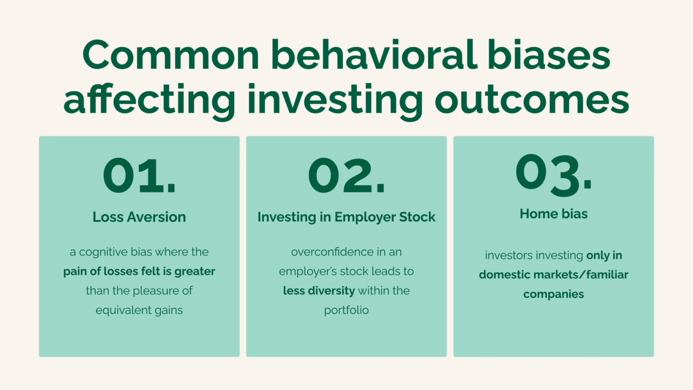The third one is home bias. This is where investors only invest in domestic markets or familiar companies. This results in, first, reduced portfolio diversification, secondly, increased portfolio risk due to lack of geographic diversification, and lastly, missing out on opportunities that they might not have seen because of a less diverse portfolio.